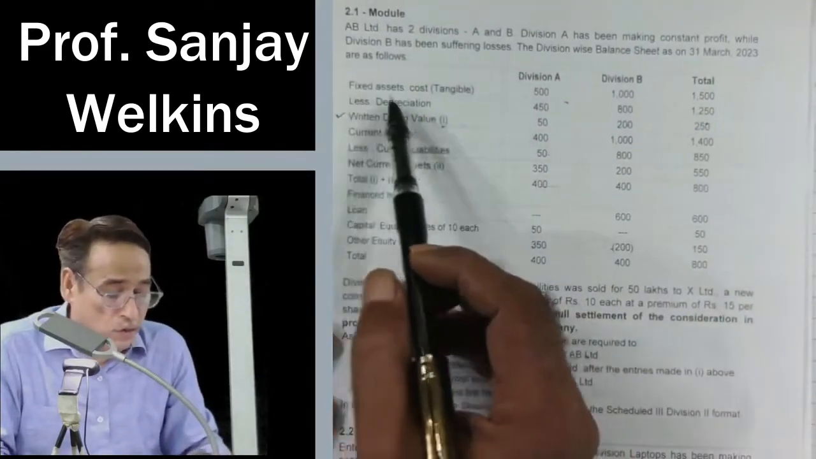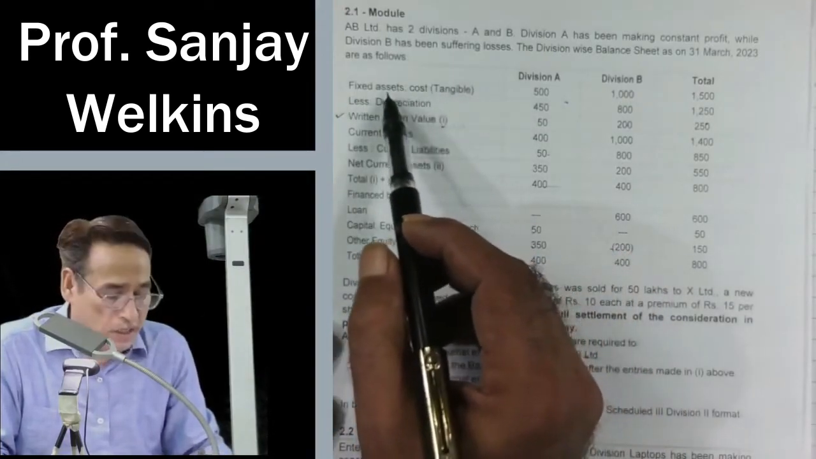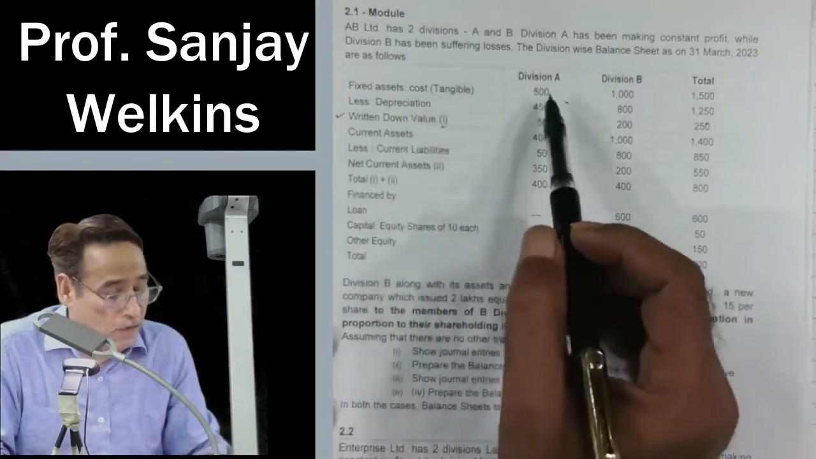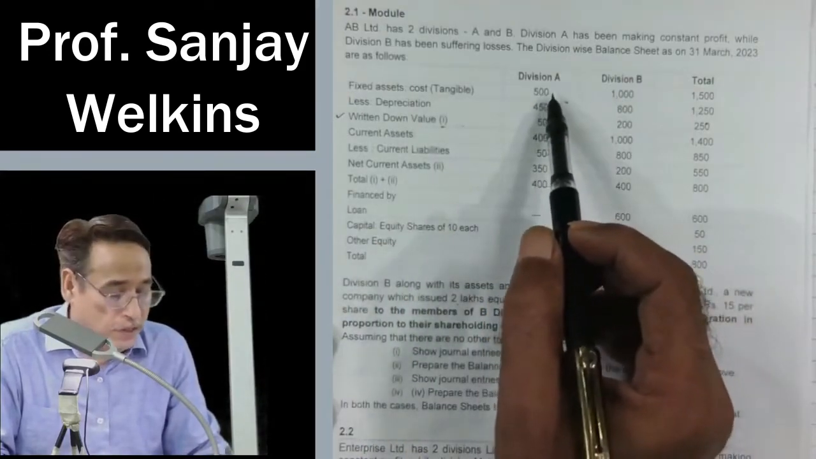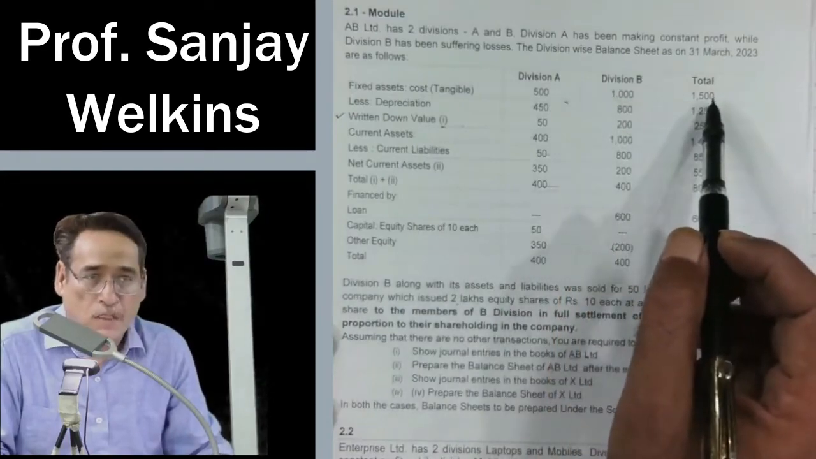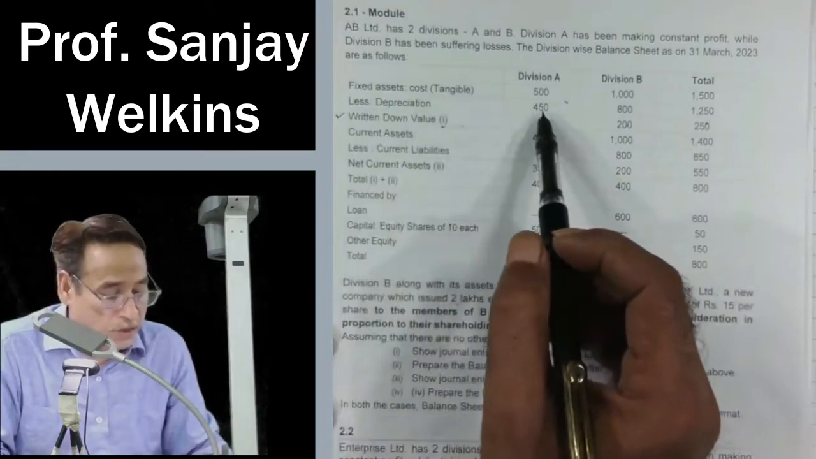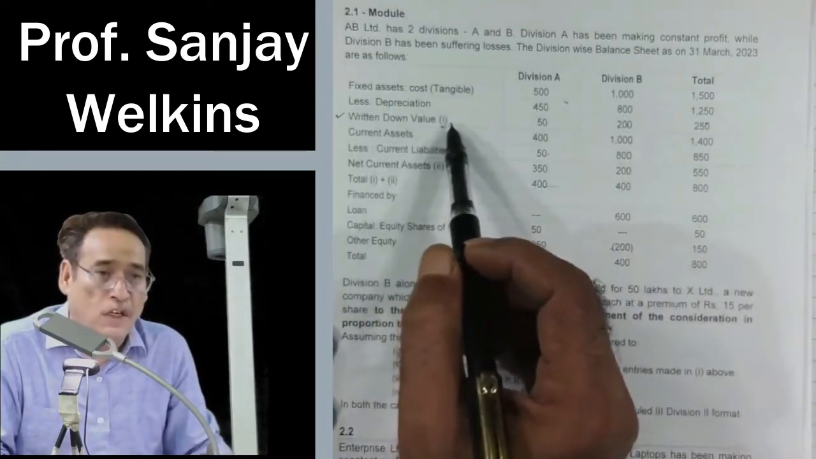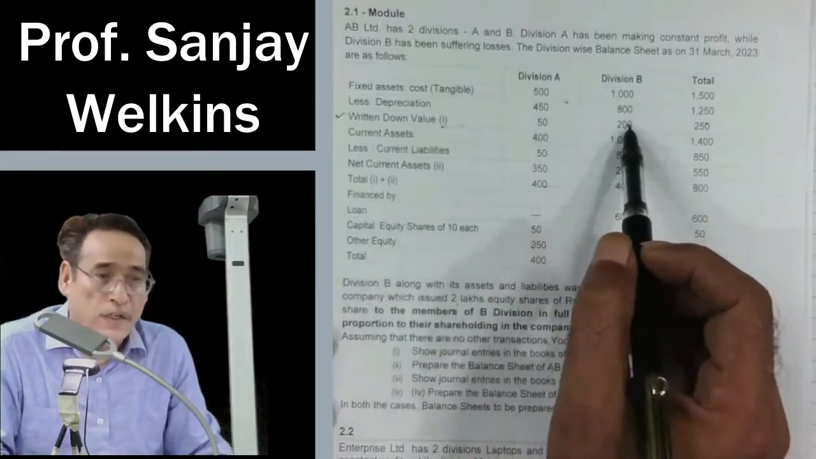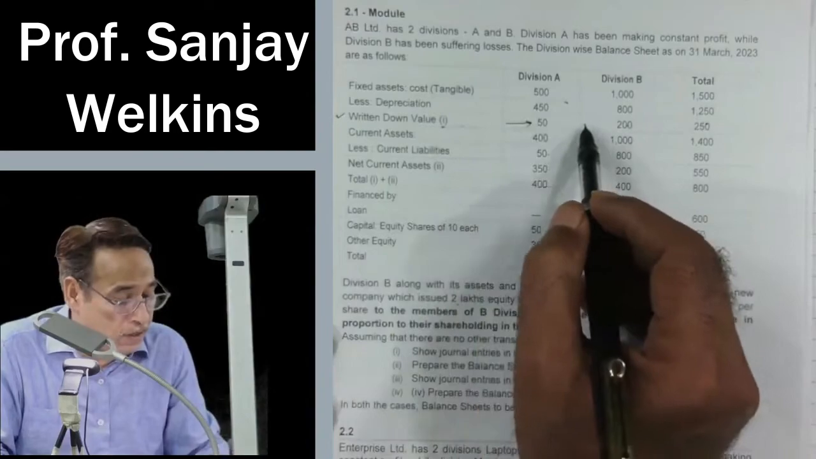In the balance sheet, look very carefully. You have been given fixed assets, that is property, plant and equipment as we call it nowadays. 500 is the gross figure. These are the respective figures of division A and division B. Of course, this is the total. And from there on, we have subtracted depreciation to the extent of 450 and 800. And this is the written down value, 50 and 200. More importantly, we are more concerned with this particular facet, written down value.